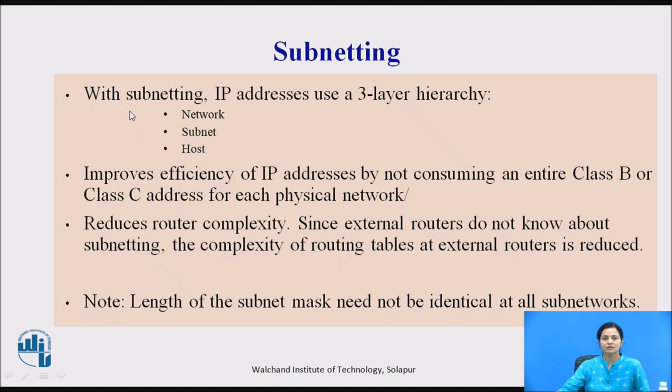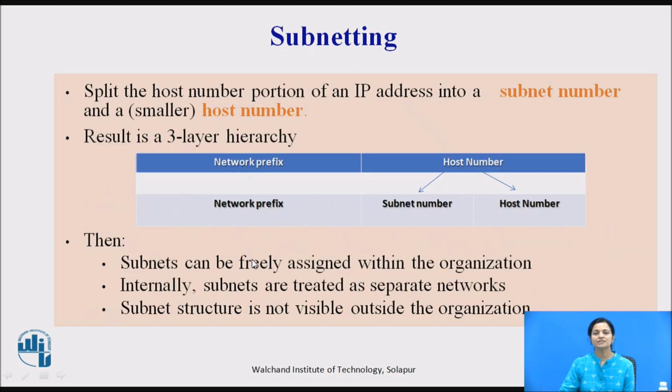Subnetting improves the efficiency of the IP address, so that from a particular position in the IP address we can identify which is the host address and which is the network address. If we use a class B or class C address without subnetting, there may be wastage. With the help of subnetting we are also reducing router complexity. We will see one example here, so it will be very easy to understand.